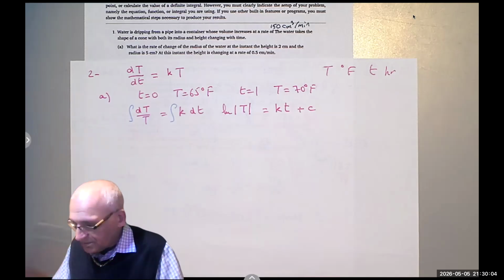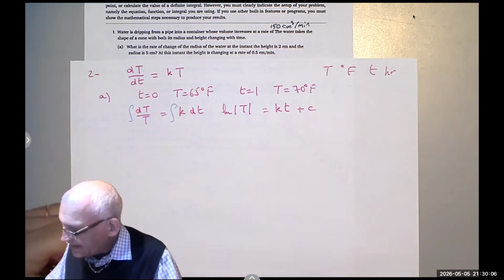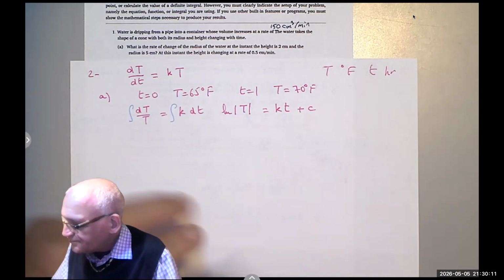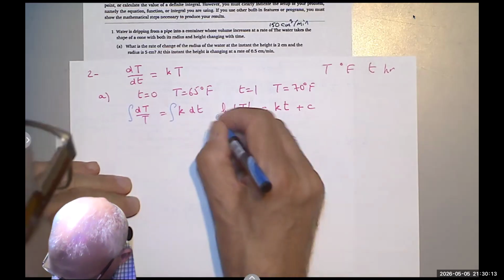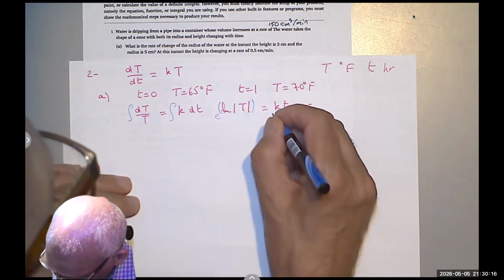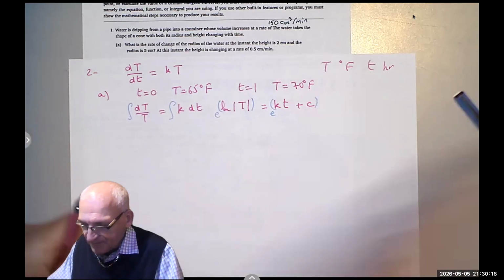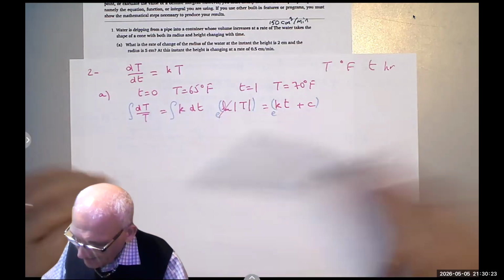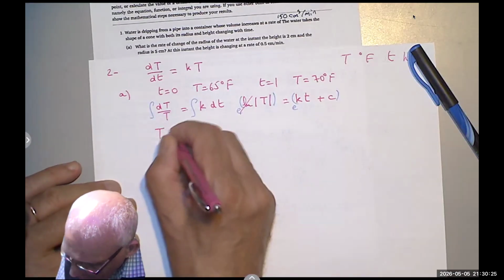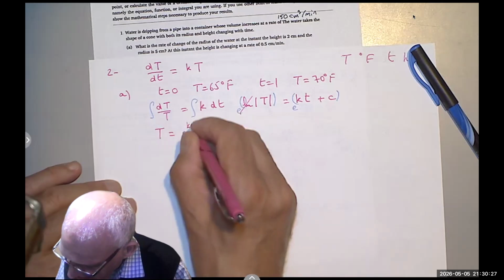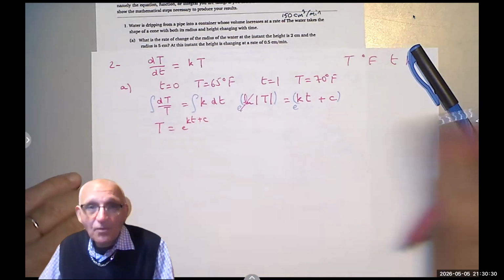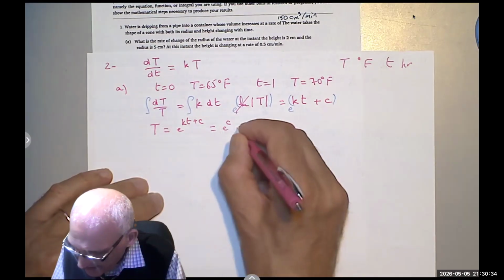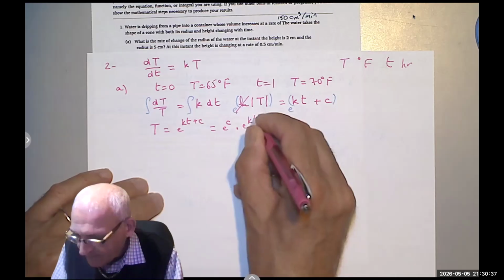Okay, so if I want to solve, I would exponentiate both sides, right? I would say, if I raise e to this power equals e to that power. E is the inverse of natural log, so they cancel each other. So the left-hand side is T equals e to the kt plus a constant. Well, I can separate that and I say e to the c times e to the kt.